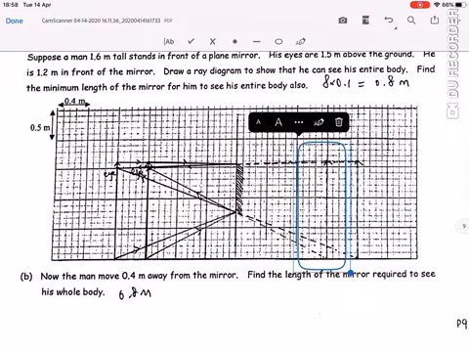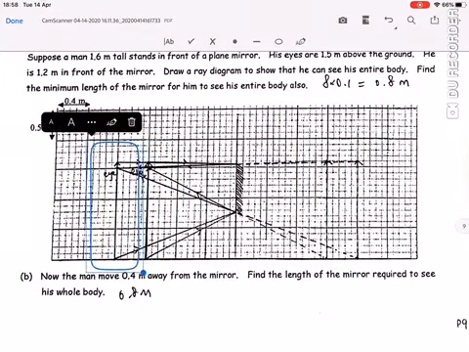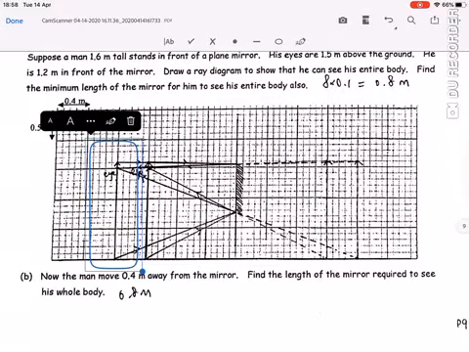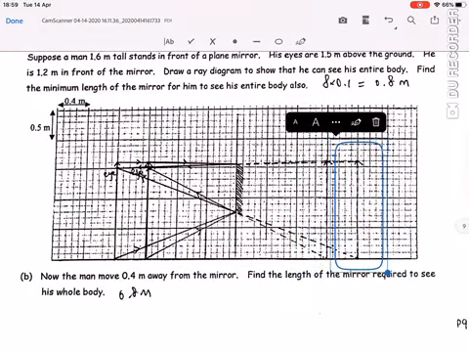Now, in part B, this person is moved away 0.4 meter from the mirror. So he's walking backward, okay? 0.4 meters. So in here it's represented by 5 squares, moving it backward, 5 squares. And when you do that with the real object, you need to do the same thing with the virtual object. This one moving backward, 5 squares. That's why it moved back there, okay?